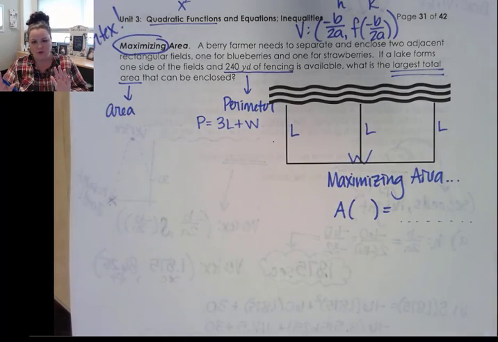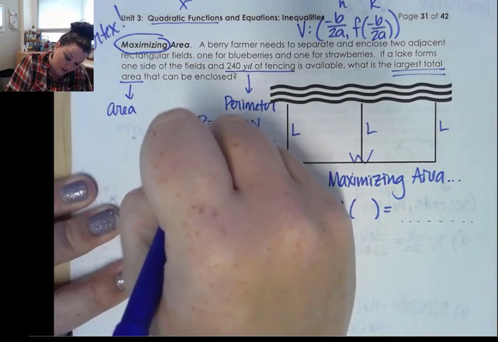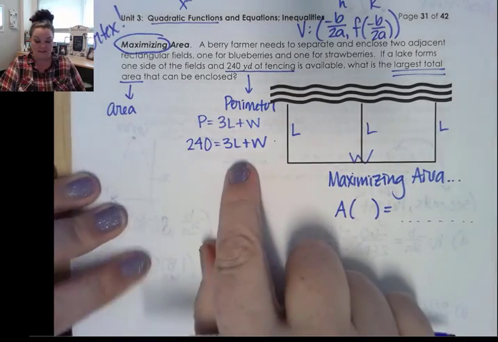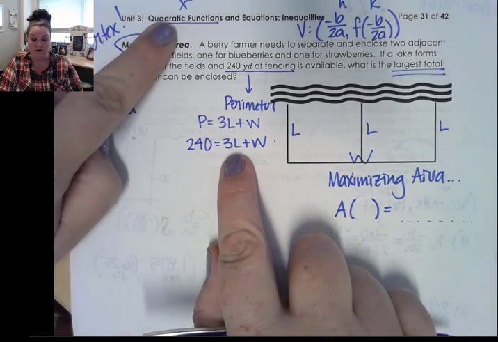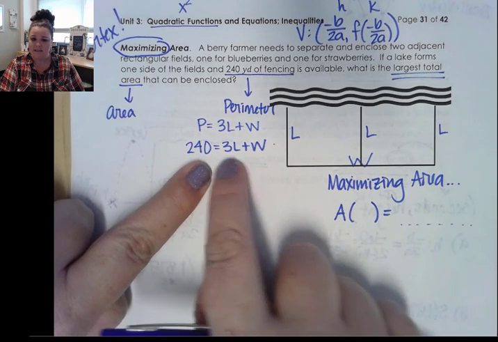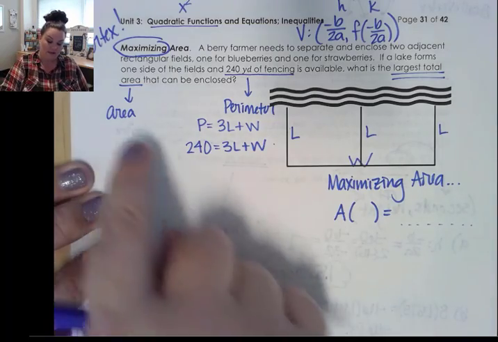Okay, so we know perimeter and we know how much perimeter we have. We have 240 yards to cover that, okay? But notice this is not a quadratic function because we don't have a variable that's squared here. So this is going to be important, but it's not our area function. So let's look at area.